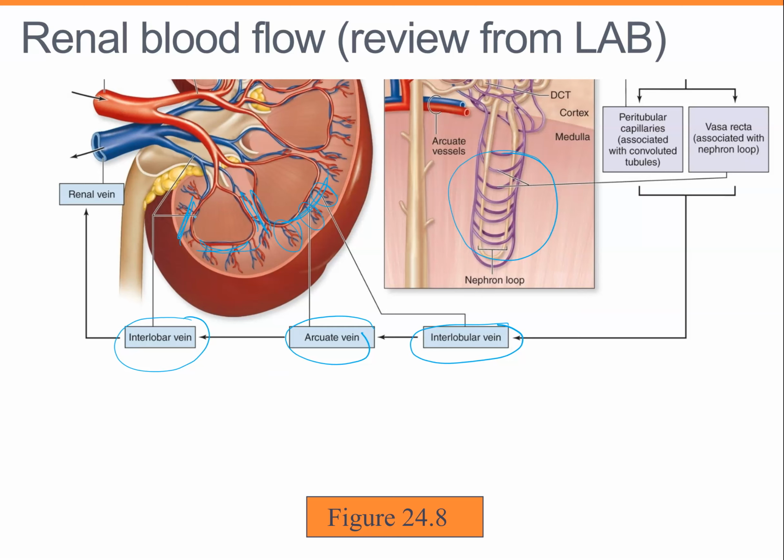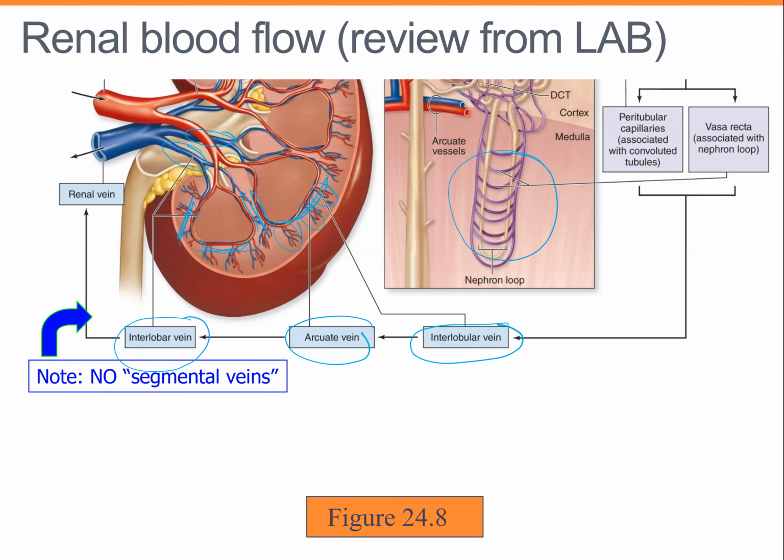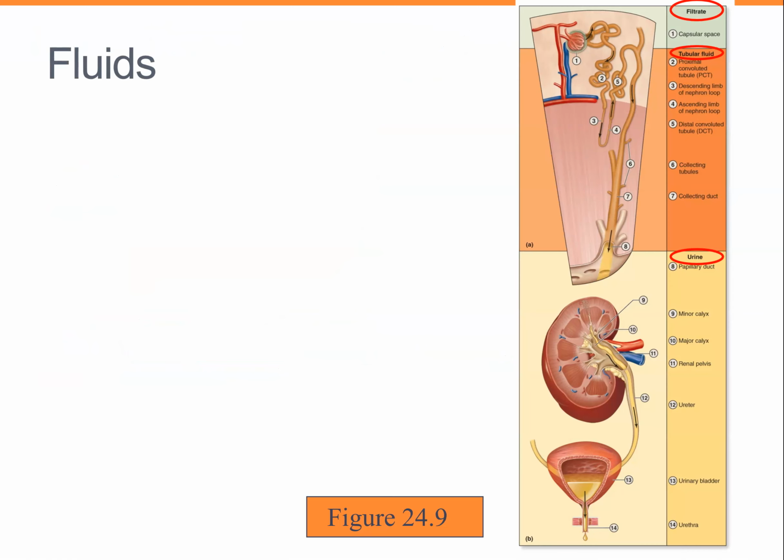And then some books say that this is a segmental vein and some do not. Your book does not acknowledge that, but some books do, and in the literature, they do exist. I don't know why they don't say it, but anyway, it's pretty common. And then your renal vein exiting the kidney. So that's your blood flow. We will do more of that with a lot of different models in the lab, so just sit tight on that. All right, so let's talk about the fluid.